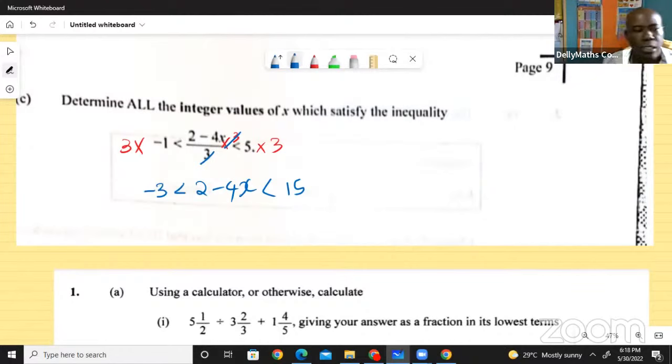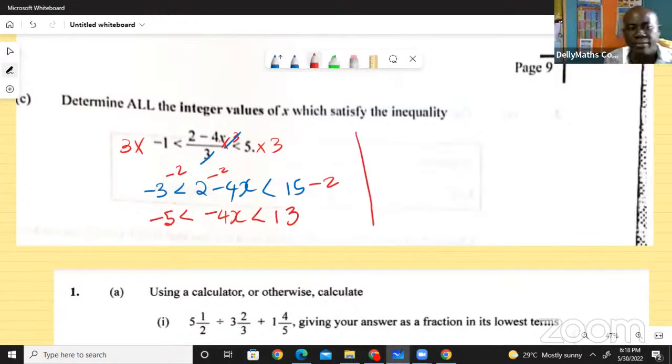Now, from that, the next move is to get rid of this 2 here. The positive 2, we're going to subtract 2 from everything. We're going to subtract 2 from the 15, and subtract 2 also from the -3. As you can see, whenever you do it in one place, you have to do it everywhere for balancing. So let's rewrite what we have. We have -5 here, and then -4x, less than 13. So this is what we have now. We're not done yet.